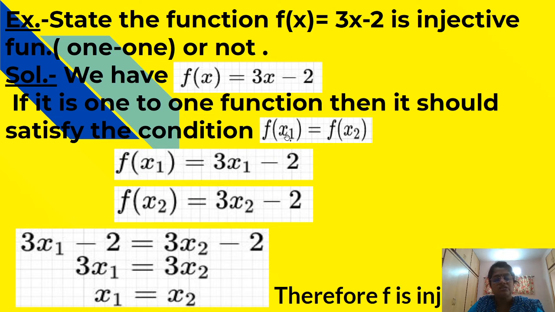Now see the condition f(x1) = f(x2), and therefore we have 3x1 - 2 = 3x2 - 2. Cancelling -2 on both sides, we will get 3x1 = 3x2. Cancelling 3 on both sides, we will get x1 = x2. And therefore, f is injective.